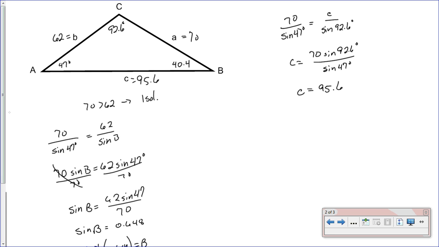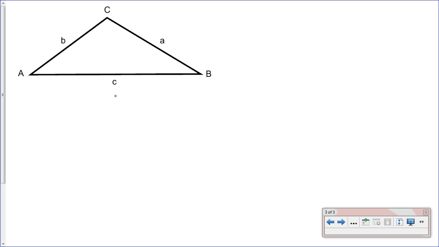All right. So remember, if A is greater than B, then you only have one solution. We didn't need to find a height in here because we knew since A was greater than B that we only had one solution, so we didn't have to worry about finding the height. All right. Let's look at another problem here.